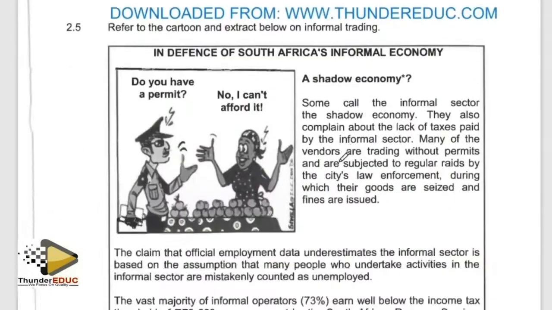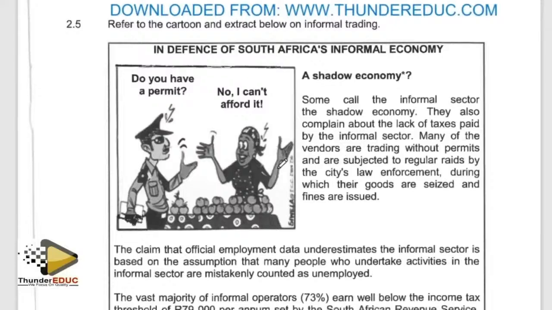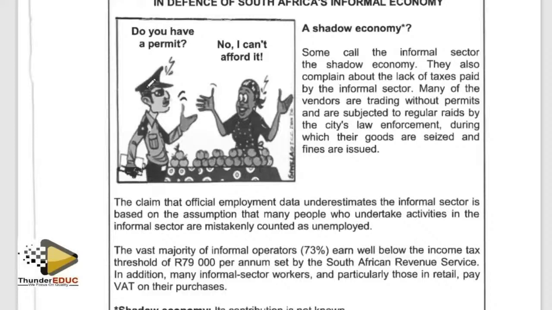You'll excuse me for my handwriting, but I'll improve over time. 2.5. Refer to the cartoon and extract below, which is on informal trading in defense of South Africa's informal sector. Here is a cartoon. The police officer is coming to someone who is selling, maybe on the street. Then he's saying, "Do you have a permit?" The lady is replying, "No, I can't afford it." Obviously, it simply means she does not have a permit.